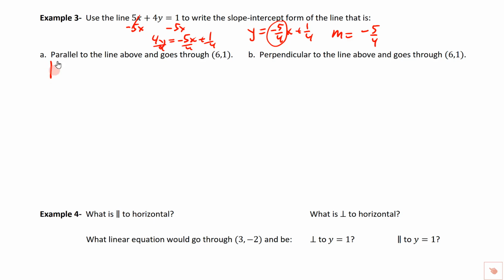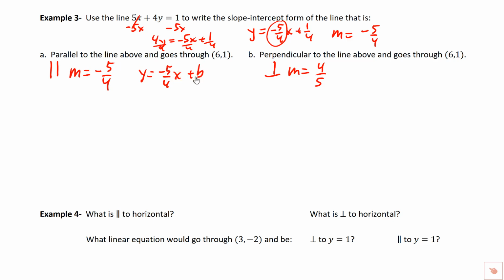Let's come over here. If it's going to be parallel to that, the slope has got to be exactly the same. So that's going to be negative 5/4. If it's going to be perpendicular to that, the slope would be the opposite reciprocal. So it's going to be positive, and we're going to flip that over. So that's going to be 4/5. Okay, so what we've got so far is we know we've got to have negative 5/4 for the slope.